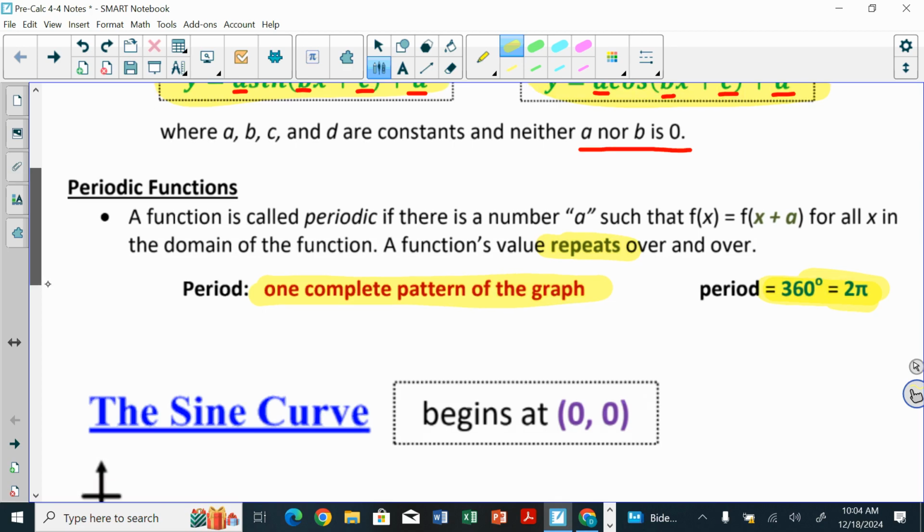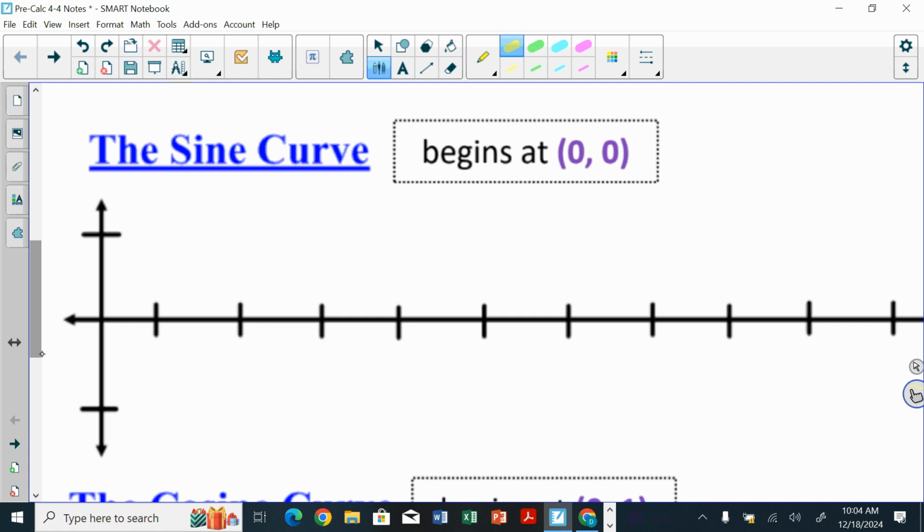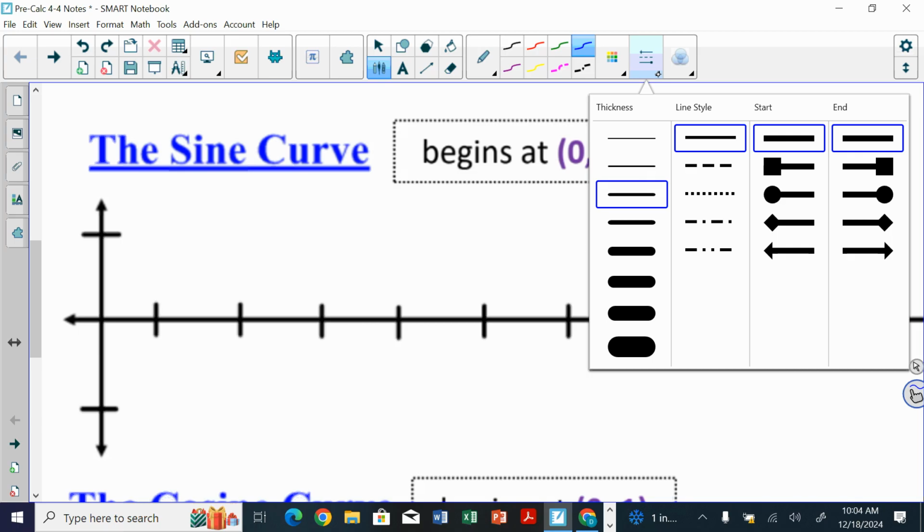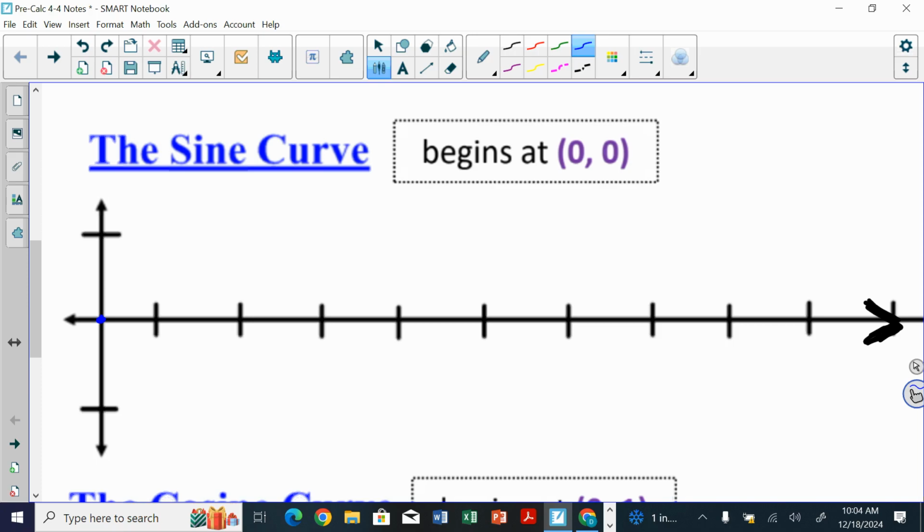Okay, so let's talk about the basic sine curve, and this one begins at 0, 0. I'm just going to put an arrow here on this graph. We'll do sine in blue, I guess. It's going to start here at 0, 0. We know that. When we label these axes, we're going to label them pi and 2 pi and half pi if you wanted to.